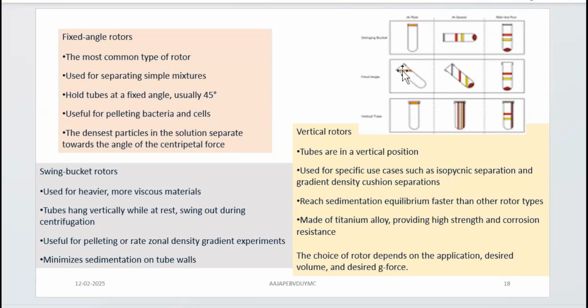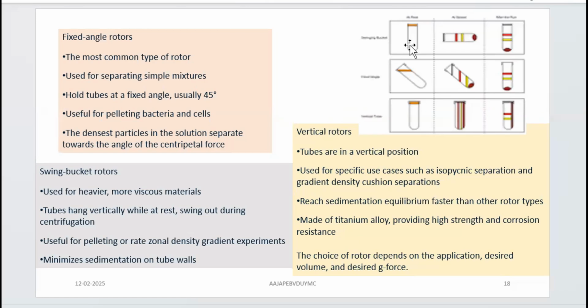Now, as the particles migrate, we think that when centrifugal force is applied, the particle migrates toward the outer wall and then settles at the base, right? But here you can see the pattern of sedimentation and ultimate sedimentation that happens when you are going to use a fixed angle rotor. So the settling particle migrates towards the angle of centripetal force. See this angle, right? And you get a pellet at the base in this corner, and at the end of the centrifugation, when you are removing the tubes, the sedimented particles are at the base. So that is what you call a pellet.